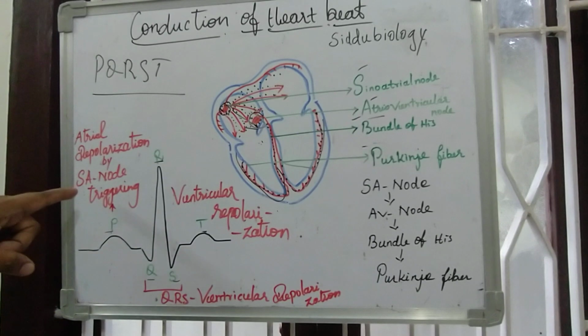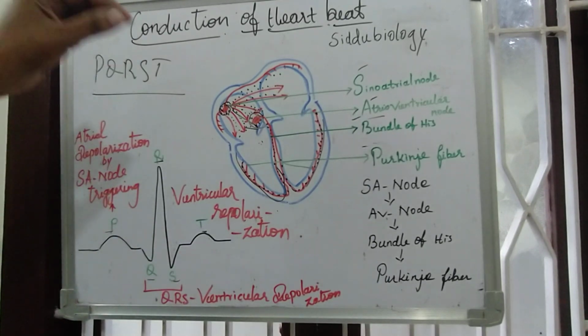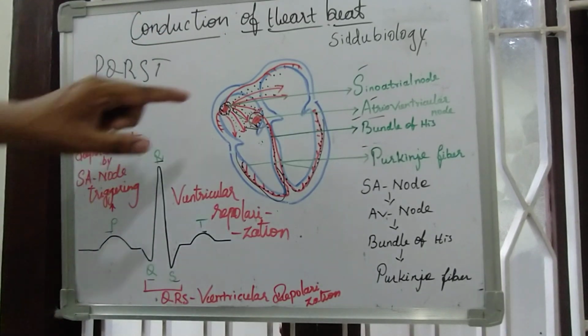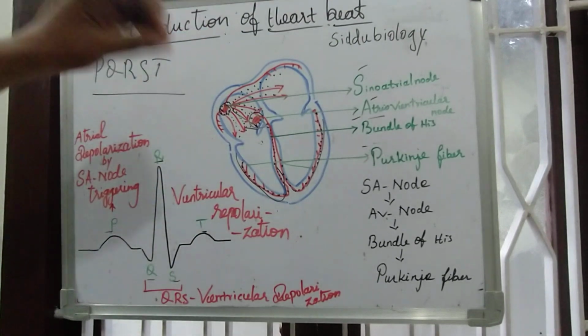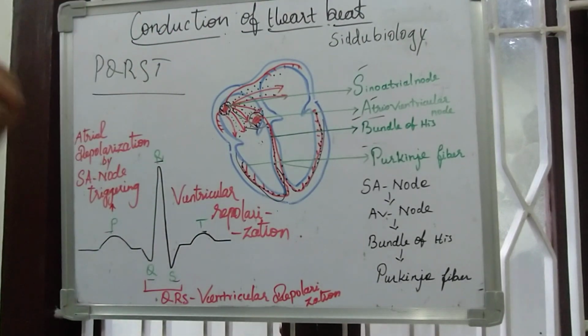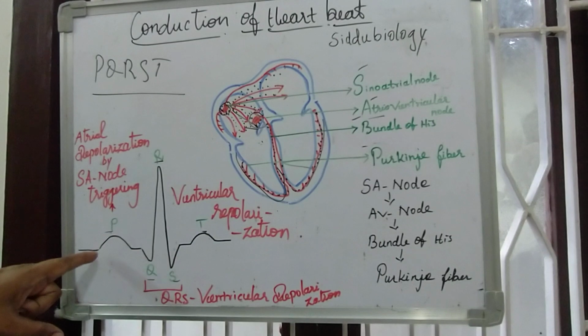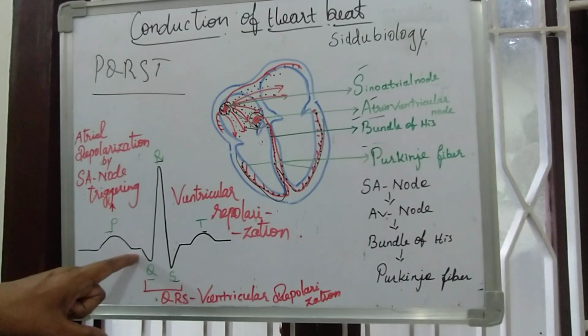How does it happen? The sinoatrial node triggers this function. The sinoatrial node triggers both atria, and the atrium contracts. It is called a P wave. It goes upward. Then there is a small gap between this and the next wave.